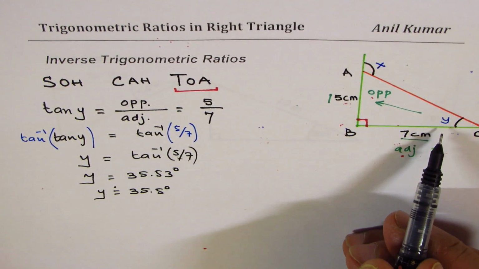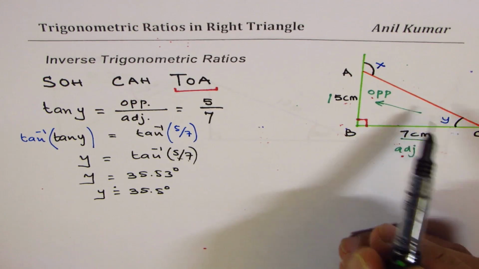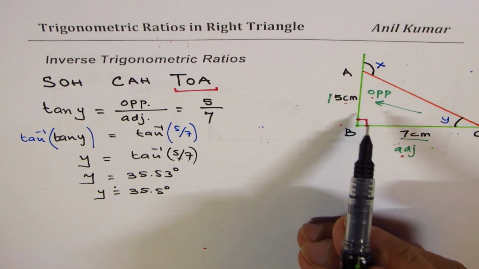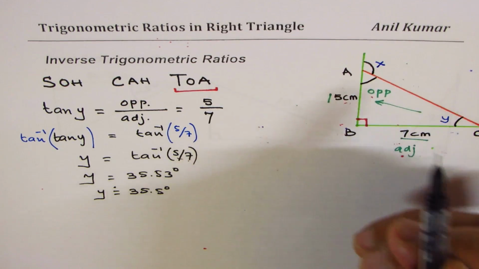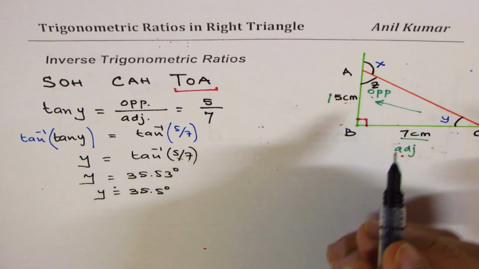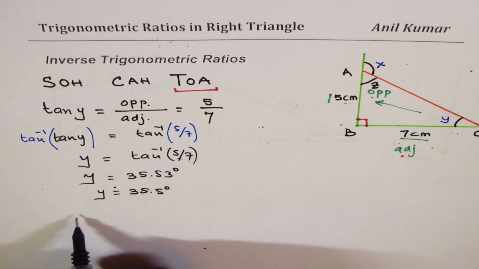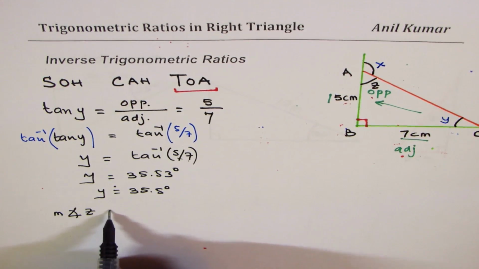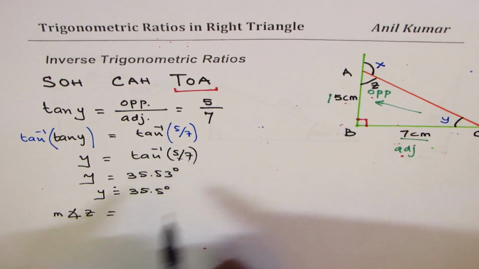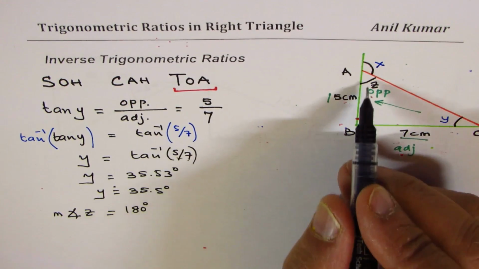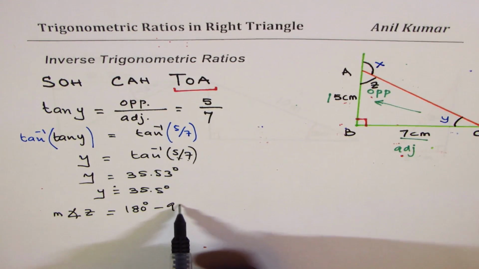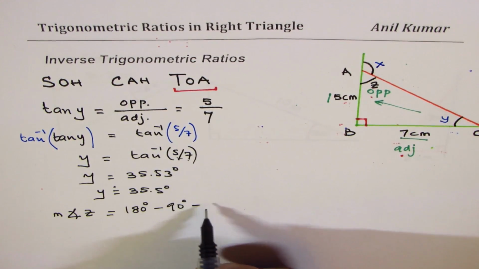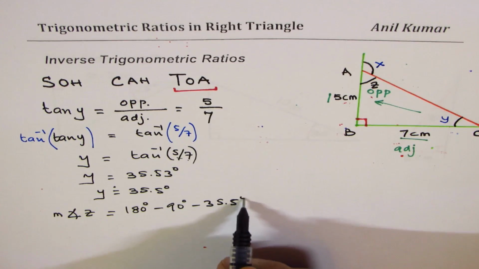Now since we have found angle y, we can actually find the other angle. In such cases, it is easier to find it this way. Let's call this angle z. So from here, the measurement of angle z, as sometimes we write, will be equal to 180 degrees, which is the sum of all three angles, take away 90 degrees, which is that angle, and just now we found y as 35.5 degrees.